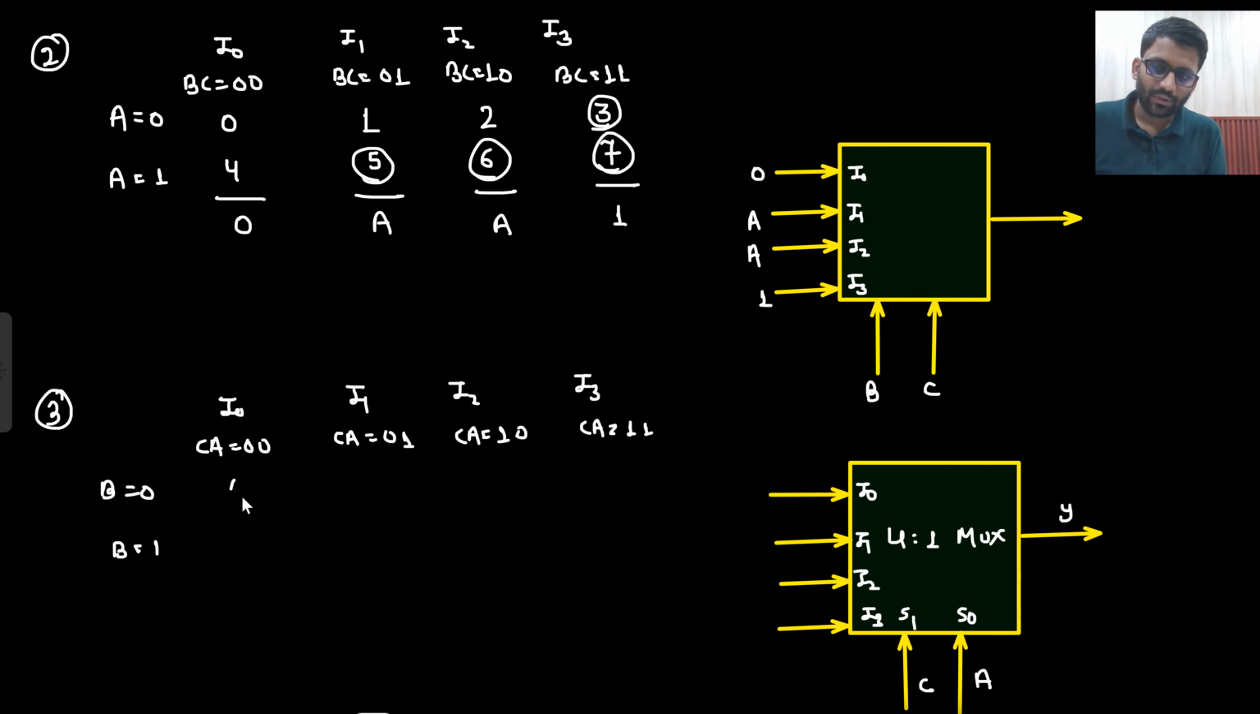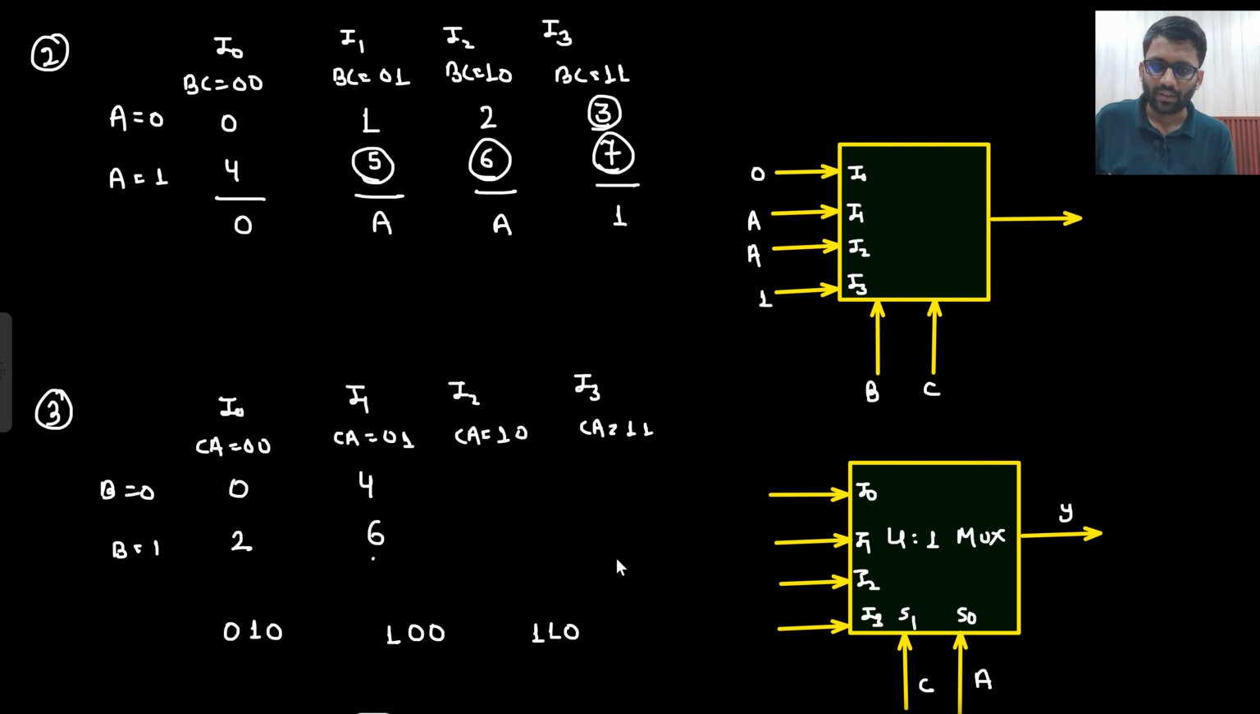For this, ABC all are 0. So this will be 0. What about the next one? I am checking here. Okay. A is 0, B is 1, and C is 0. So this is 2. Now I am checking here. So A is 1, B is 0, and C is 0. So that would be 4. I am checking here now. A is 1, B is 1, and C is 0. So 6. I cannot see any pattern yet. 0, 2, 4, 6. No pattern is there.